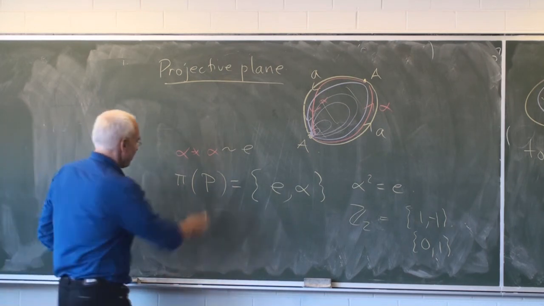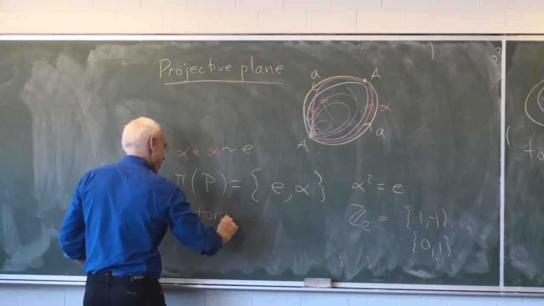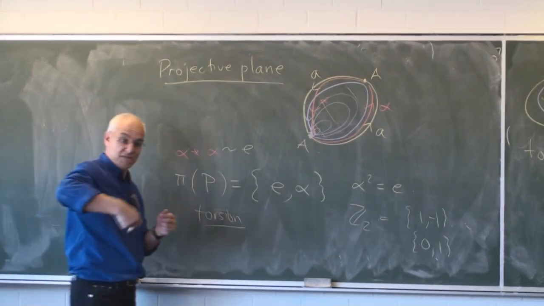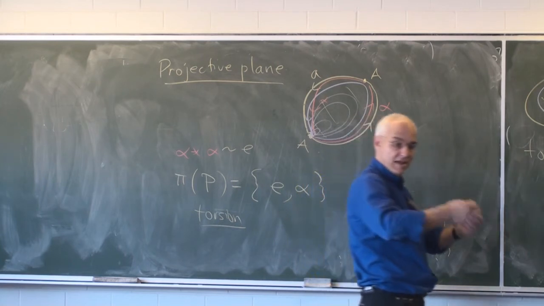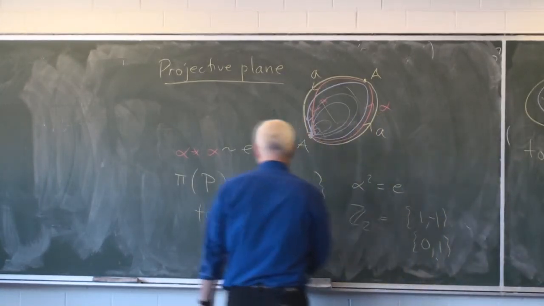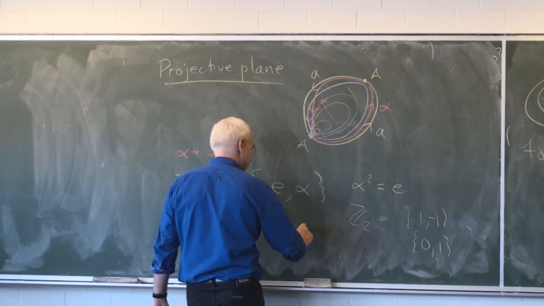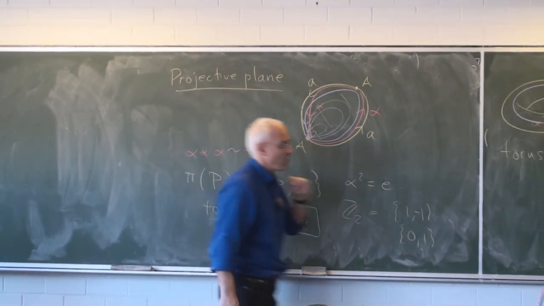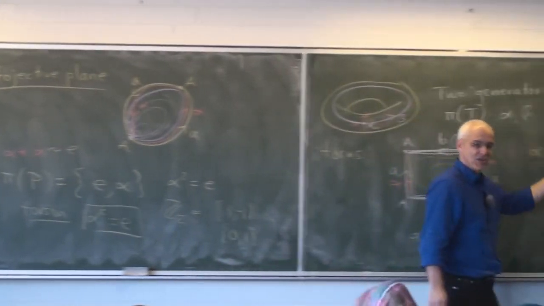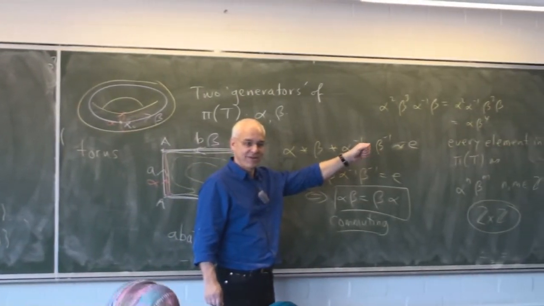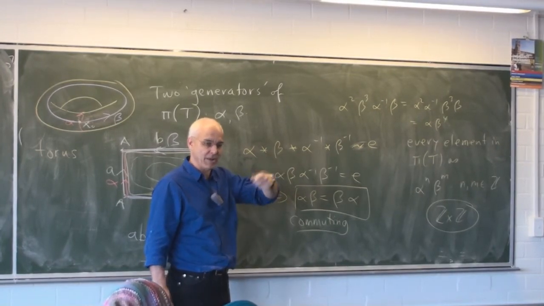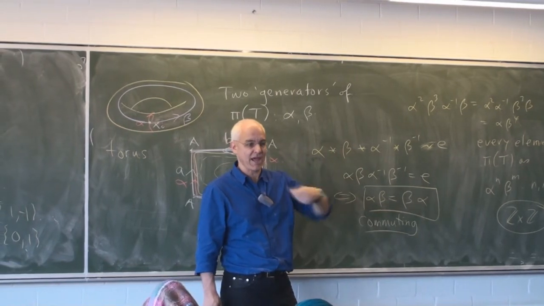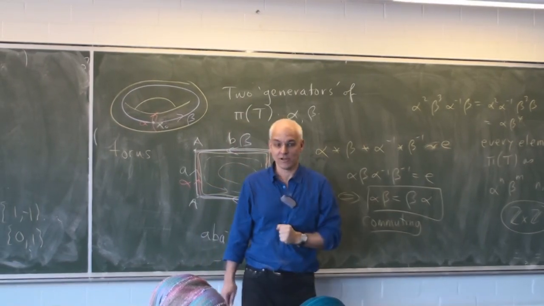Now this is an example of what's called torsion, where you have an element which has a finite power equaling the identity element. So alpha to the k for some k equals the identity. That's torsion. That's not happening over in the torus. It's not happening with the circle. With the torus or the circle, you take any element and you keep taking powers, you're getting more and more complicated loops.